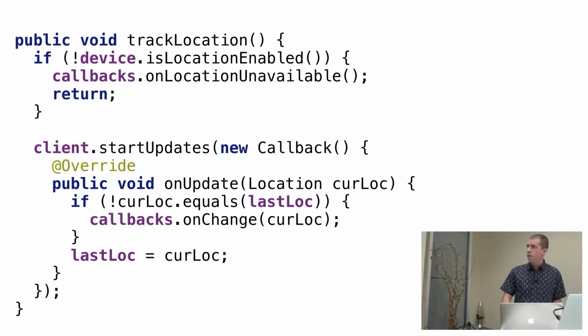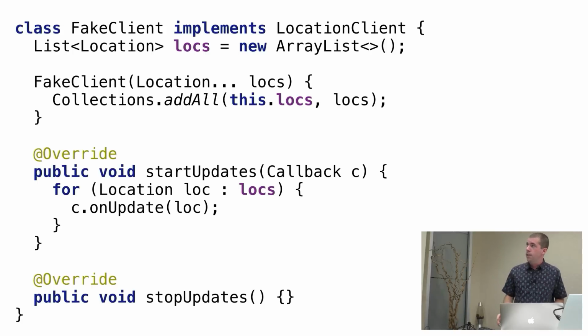All right, second part. This is a little bit more complicated. We call startUpdates on a location client, and the callback that we supply to that call has a method onUpdate, which gets called with a location. If it's not equal to the previous location, then we use our other callback that's supplied to this class to call onChange because the location has changed, if that makes sense. If it's different than the last time, it's a new location. Otherwise, the consumer doesn't want to know about it, so we ignore it. But we still store the last location every time. So let's get into that. We need to create a fake for the location client. So that's what this is.